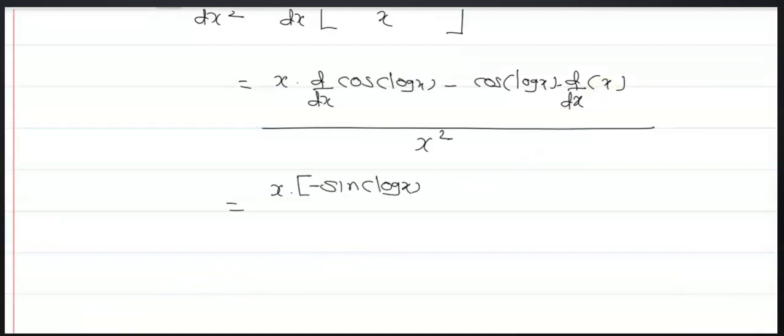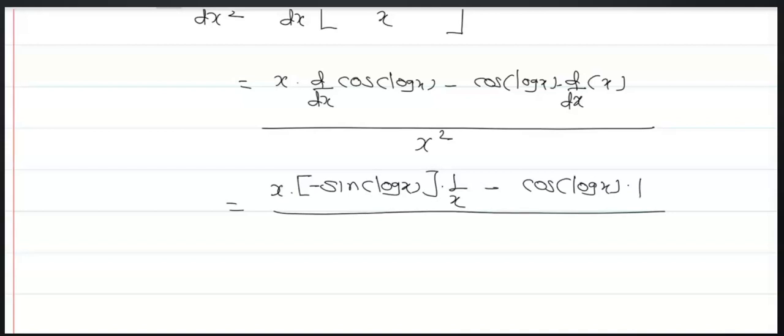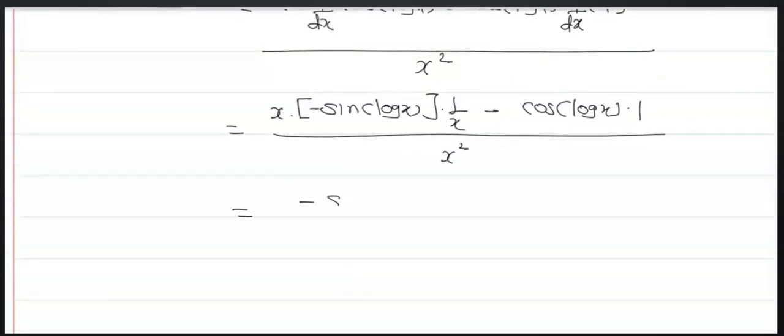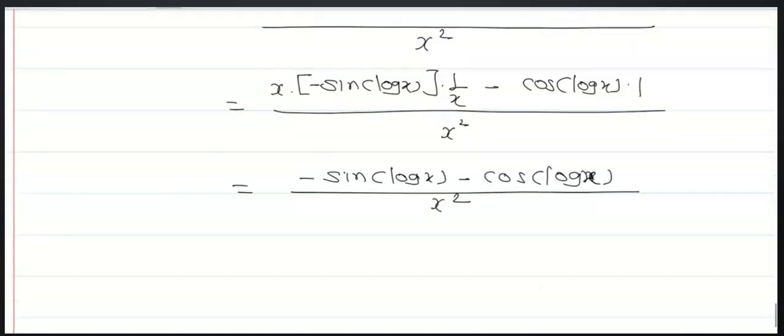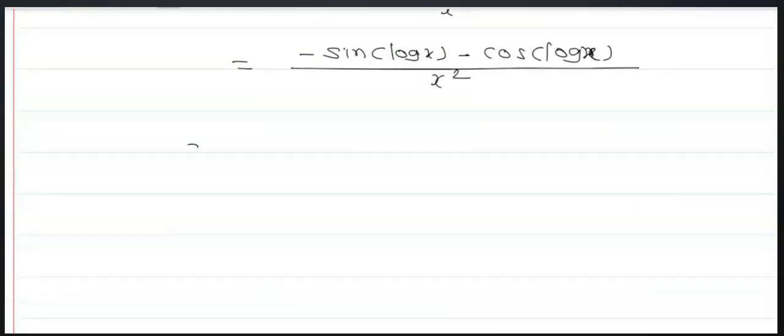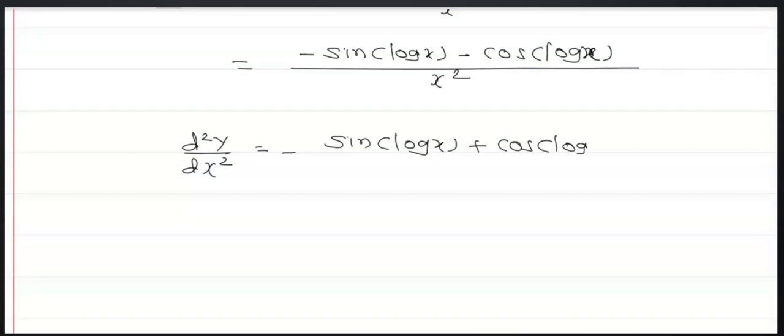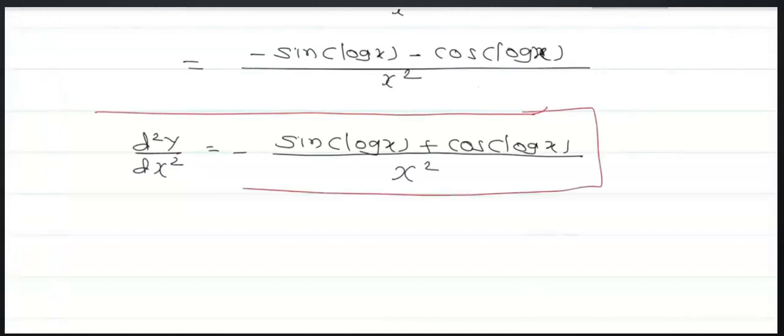That is a minus sine of log x into derivative of log x, which is 1 upon x, minus cos of log x into derivative of x, which is 1 upon x square. Now this x will get cancelled: minus sine of log x minus cos of log x upon x square. That's why you will get the simplified answer. That is, d2y by dx square is equals to, if we take the minus sign common, minus sine of log x plus cos of log x upon x square. This is the d2y by dx square.